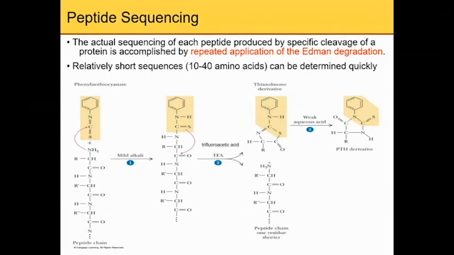And you can repeat this process with the remainder of the peptide chain, and then you can determine the N-terminal amino acid one at a time. Okay, that's the Edman method.